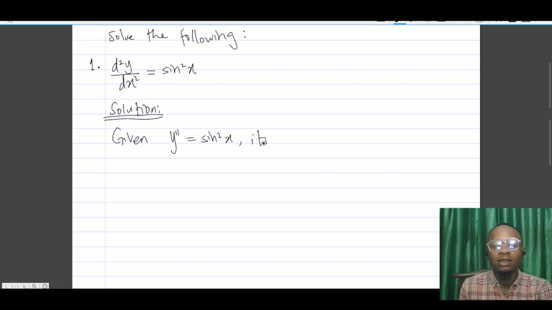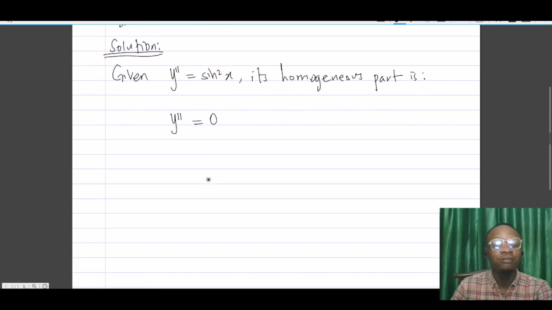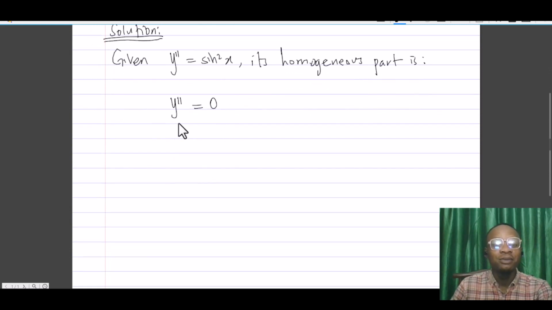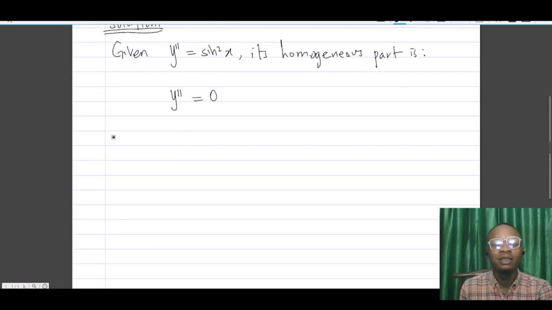Okay, its homogeneous part. So how do you get the homogeneous part? Just y prime prime equals 0. So we have to solve this equation now. So if y prime prime is 0, then what is the auxiliary equation to this?